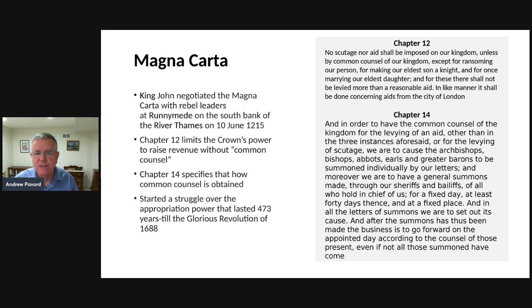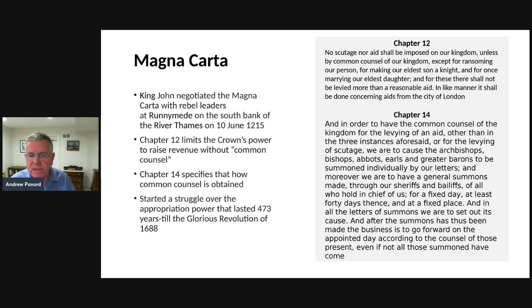And the other provision exception is for marrying our eldest daughter. So the king, for only his eldest daughter, could raise taxes to provide for her marriage. But other than that, it had to be approved by Common Council.